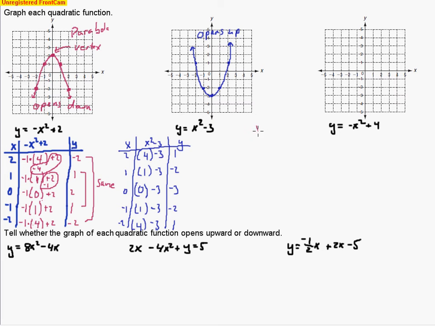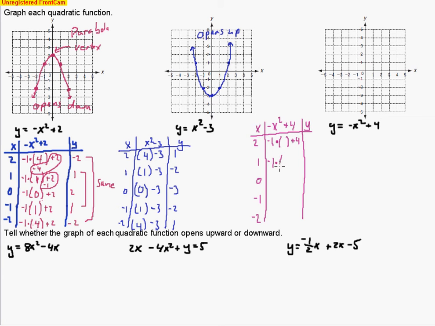So we go ahead and pick the same values. We've got our x values. We've got our function, -x squared plus 4. And then we've got our y values. So we're going to pick the same values, 2, 1, 0, -1, -2. And we just go ahead and plug the points in. But remember, this minus sign in front of x squared is the same as -1 times x squared, and then plus 4.